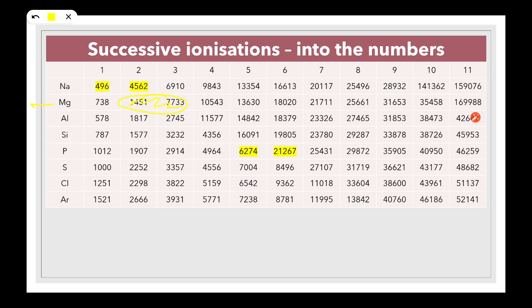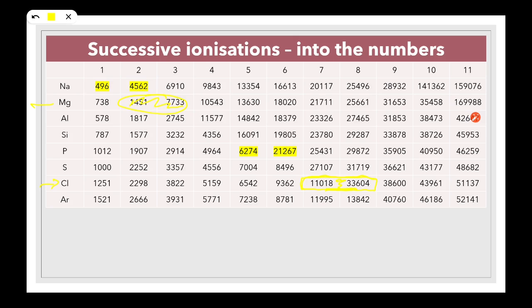Let's look down here. Let's pick, say, chlorine. Okay, so looking at this row here, so chlorine, 1,200, 2,200, 3,800, 5,000, 6,000, 9,000, 11,000, 33,000. Okay, so we've got quite a big jump going on here. 38,000, 44,000, 51,000. Okay, so for chlorine, we can see the big jump occurring between the 7th and the 8th.